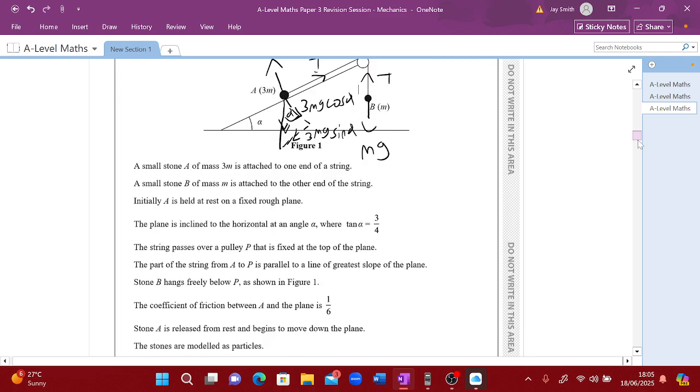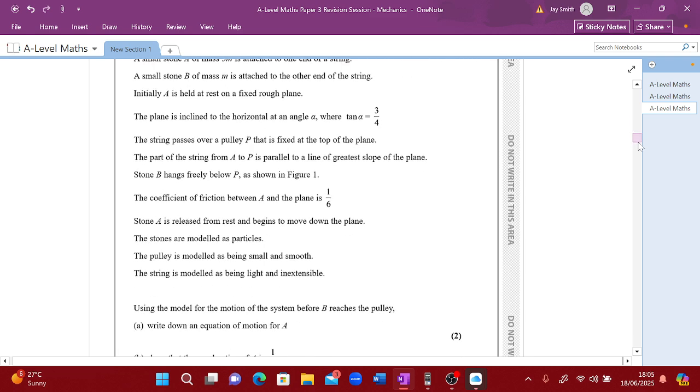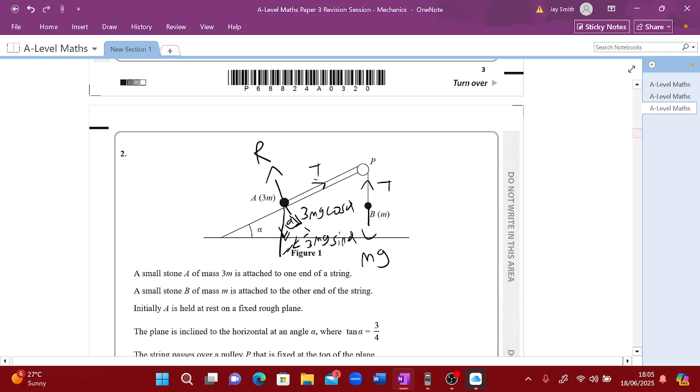But we need to know where the motion is for that to happen. Where does it say? Stone A is released from rest and begins to move down the plane. Okay, so if it's moving down the plane, the friction is going to go the opposite way, upwards. So there's also going to be a friction part here. Okay, so there's two forces. So there we are. And that's all our forces.